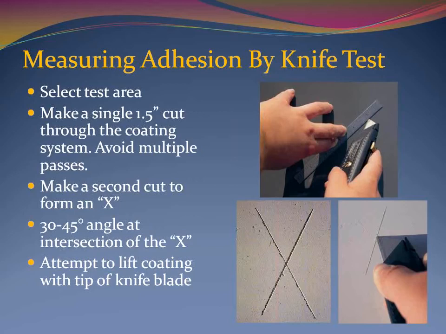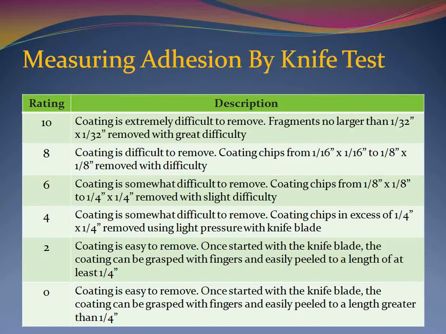Starting at the intersection of the X, use the tip of the knife blade and attempt to lift the coating from the substrate or the underlying coating layers. Rate the adhesion according to the table in the ASTM standard, which is shown on the slide. A rating of 10 indicates excellent adhesion, while a rating of 0 indicates very poor adhesion. If possible, the location of break should also be recorded as adhesive or cohesive.